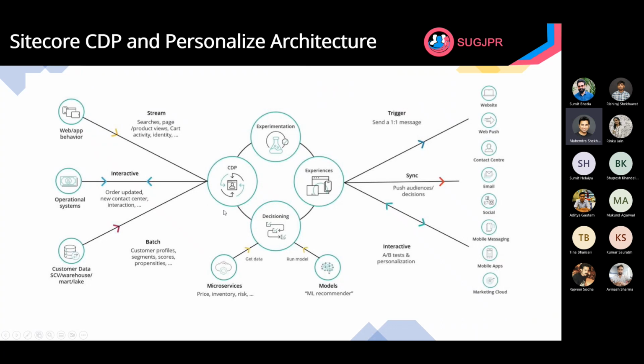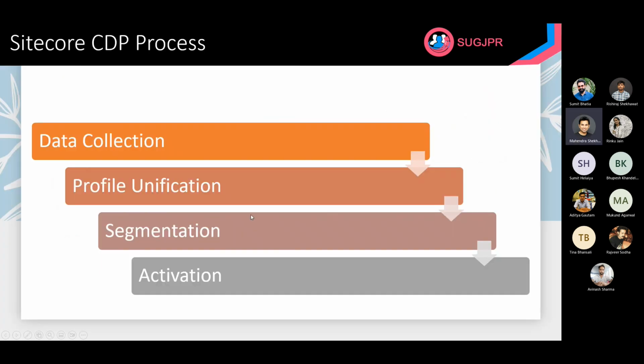Then CDP interacts with personalization, where experiment, experience, and decisioning come in. Based on all these things, you can trigger a one-to-one message. You can push some kind of information to your website based on the personalization, and you can have some kind of interactive information. For example, A/B testing on personalization for your mobile app, for your website, or any kind of inbound data platform.